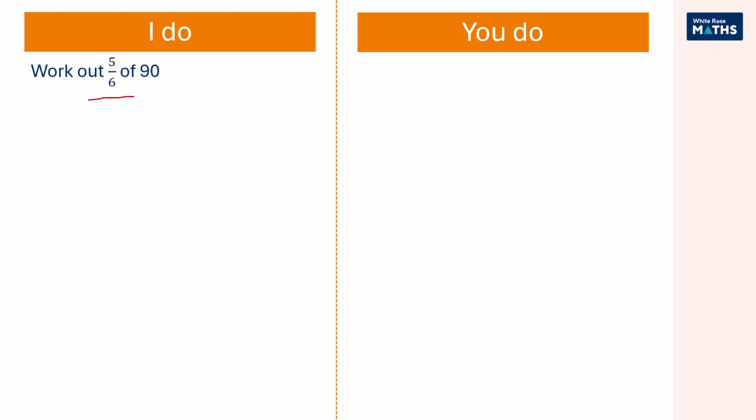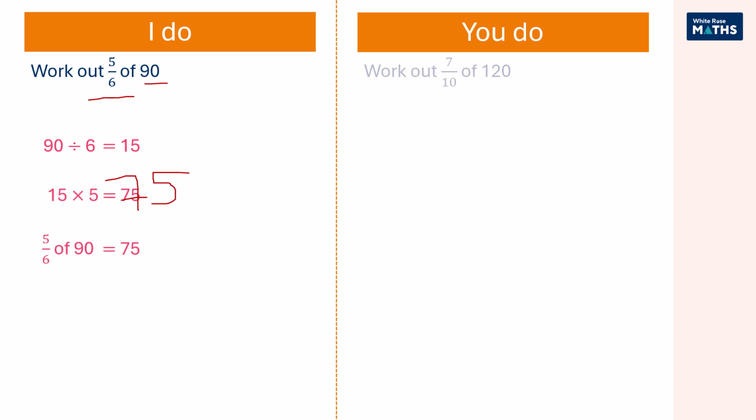Next part, work out 5/6 of 90. So 90 divided by 6 is going to be 15. 15 times 5 is 75. Next part, work out 7/10 of 120. We do 120 divided by 10, which is 12. 12 times 7 is 84.